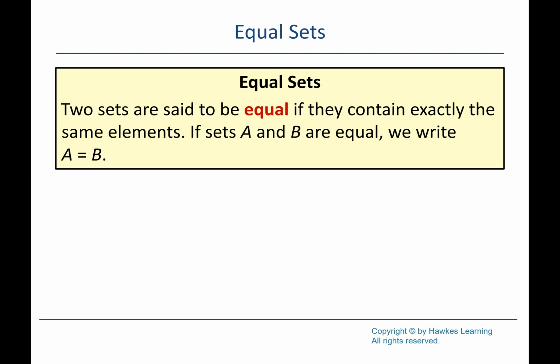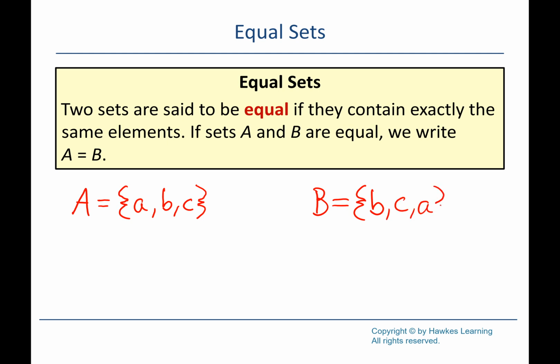We say two sets are equal if they contain exactly the same elements. So we'll have set A over here, and we'll say it contains the letters A, B, C. And then if we had set B over here, in order for them to be equal, they have to contain exactly the same elements. One thing you should pay attention to is that they don't have to be listed in the same order. As long as all the same stuff is in there, it doesn't matter what order you write it down in.